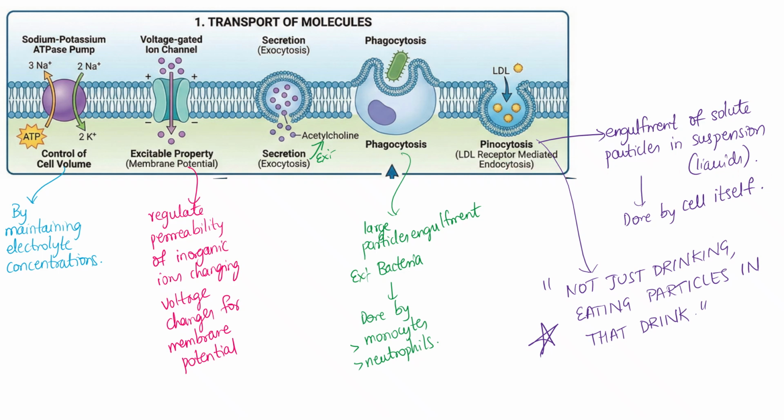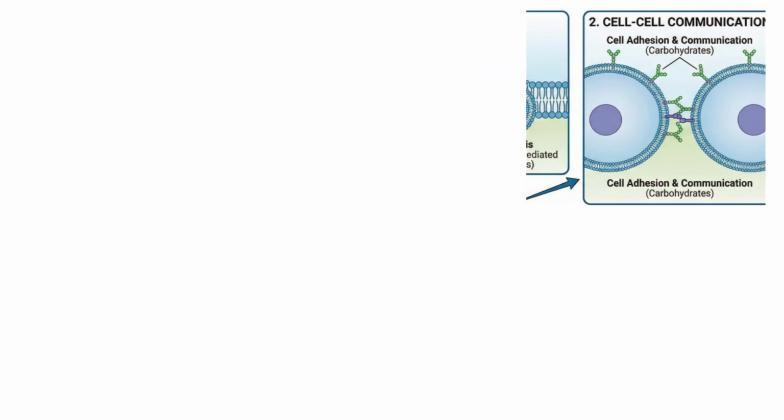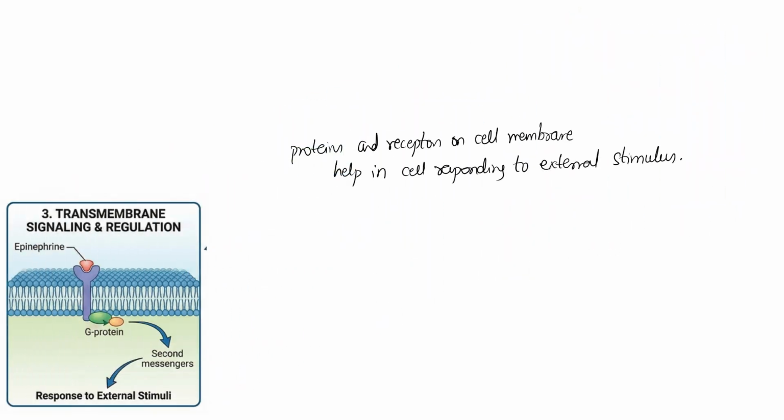Coming to the second function, cell to cell communication between two cells. Because of carbohydrates present in the cell membrane, they help in communication. Coming to the third function, we have transmembrane signal regulation.